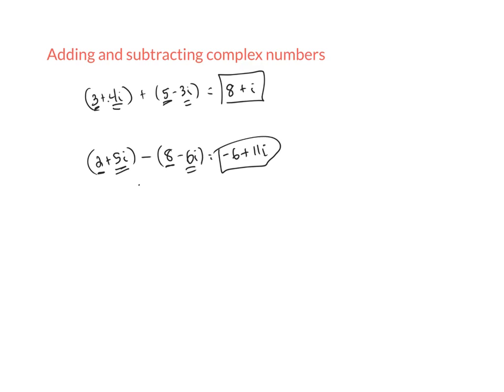So just keep in mind when you're adding and subtracting complex numbers, you add and subtract the real parts and the imaginary parts, and those things go together to make the single complex number answer.